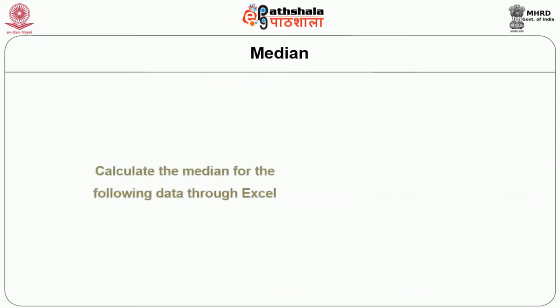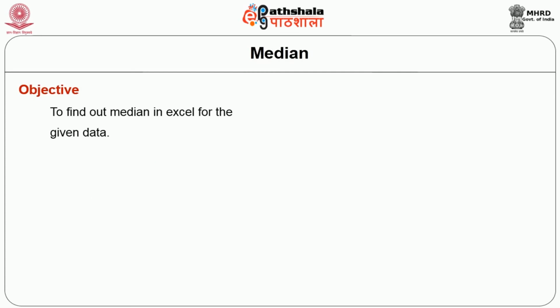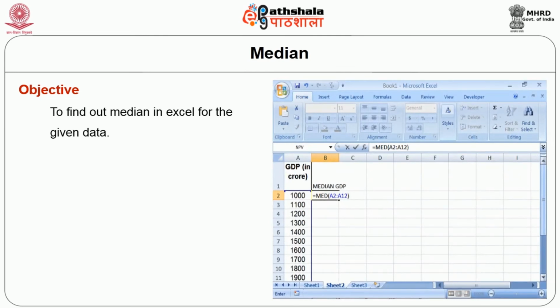Then median. Calculate the median value for the following data in Excel. Objectives: to find out median in Excel for the given data. Procedure: open the Excel sheet, enter the title as gross domestic product in cell A1, enter the data on gross domestic product from cell A2, enter the following formula in cell C2 as equal to AVERAGE, B2 colon B12, press enter or go to all formula, click more function, click statistical, click median.